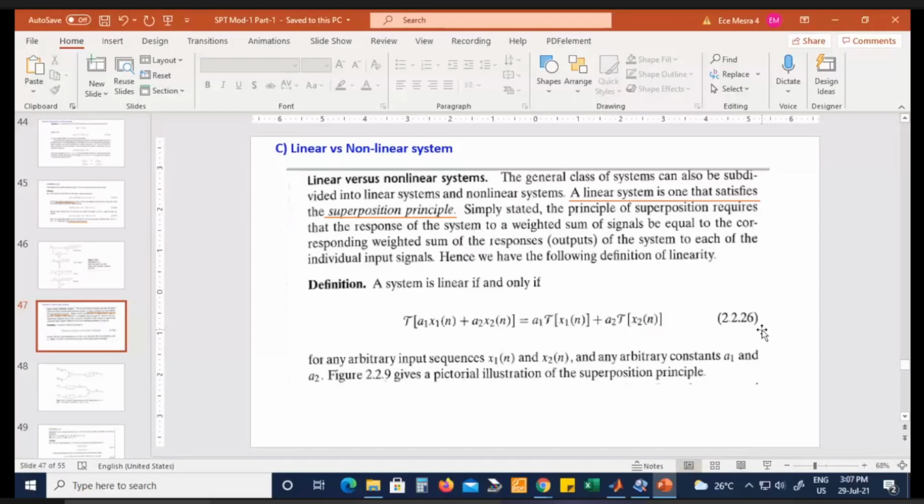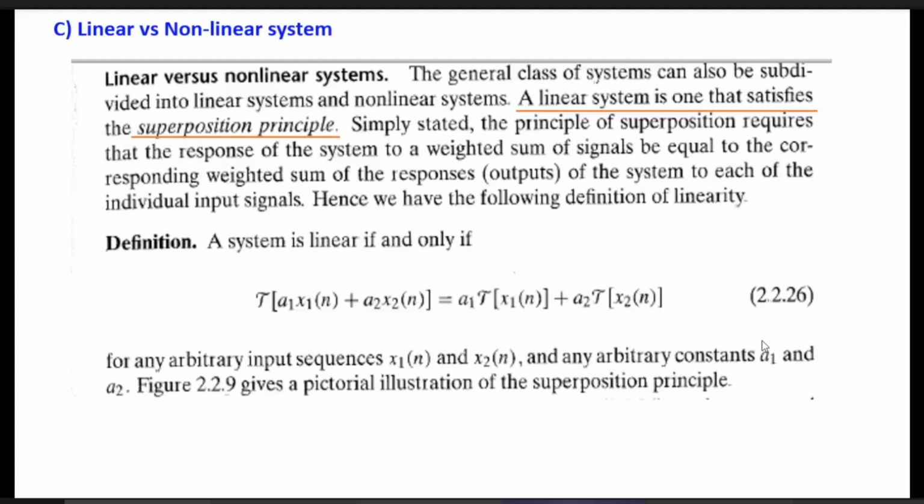Suppose we apply one input, x1[n], and another input, x2[n], individually to the system. When we apply x1[n], we get output y1[n]. When we apply input x2[n], we get output y2[n].